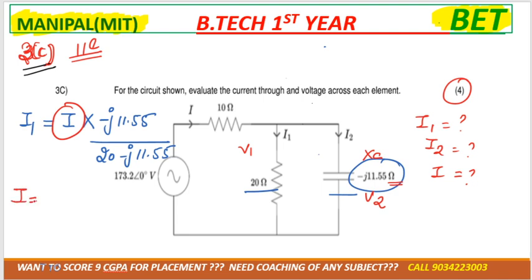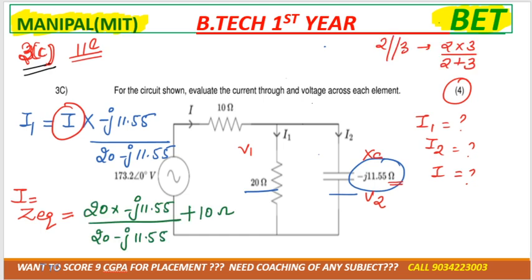Now for the total current, we need to calculate the total impedance. Now tell me further, how can we do it? So from here we can get the value for Z equivalent.